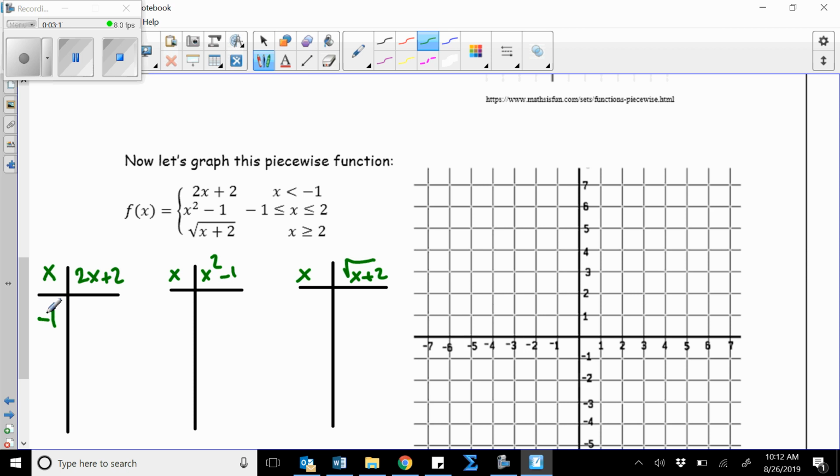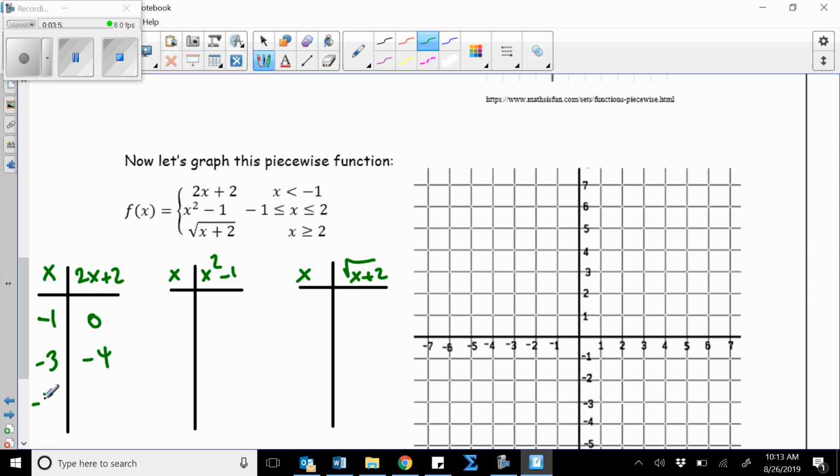And then if I plug negative 1 here into my function, it's 2 times negative 1, which is negative 2, plus 2 is 0. So when x is negative 1, y is 0. Then I'm going to try another number. I can use negative 3, for example, because it's less than negative 1. But I cannot use 2. I cannot use 0, because those numbers are greater than negative 1. So I try negative 3, which is 2 times negative 3, negative 6 plus 2, negative 4.